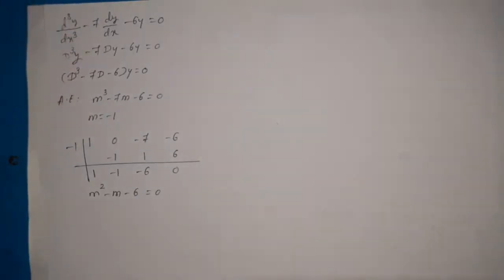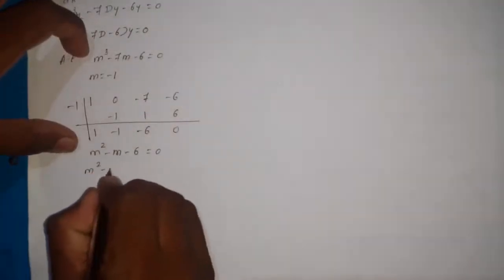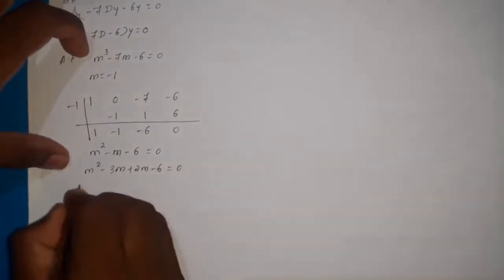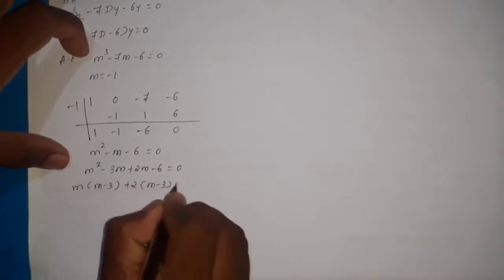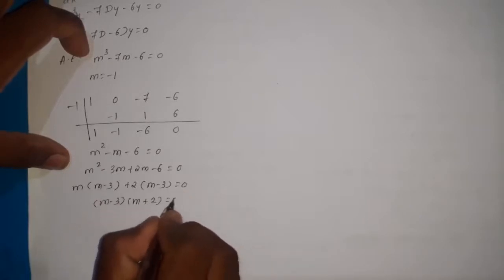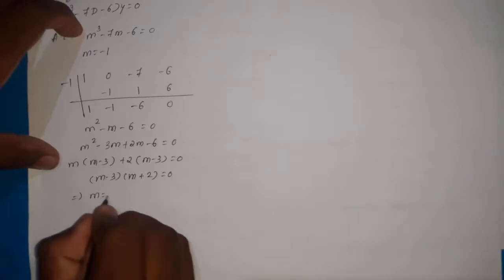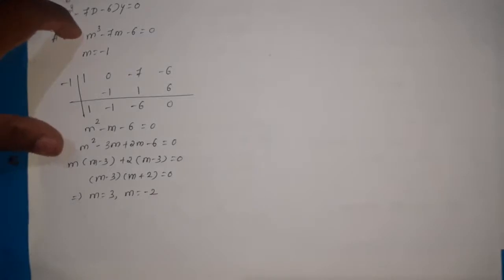Now the cubic equation becomes a quadratic, and by using factorization we can easily factorize this equation and find the roots. Now m square minus 3m plus 2m minus 6 equal to 0. m is common, m minus 3, plus 2 is common, m minus 3. Therefore m minus 3 and m plus 2 are the two factors of this quadratic equation. Then it implies that m equal to 3 and m equal to minus 2 are the roots of this quadratic equation.